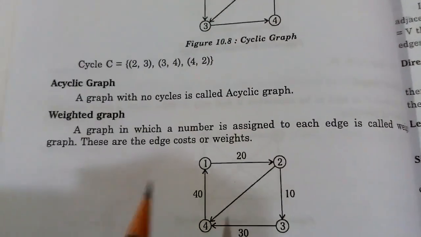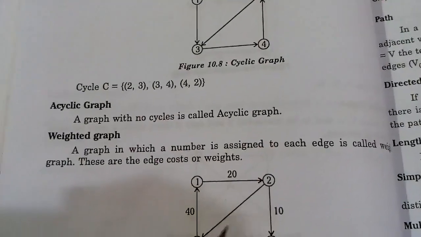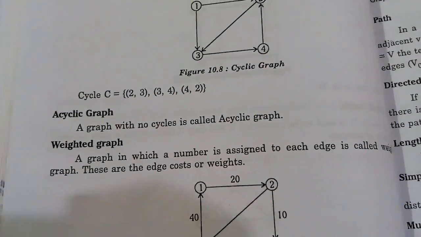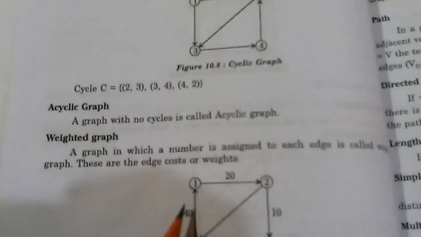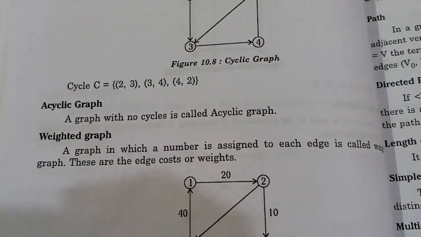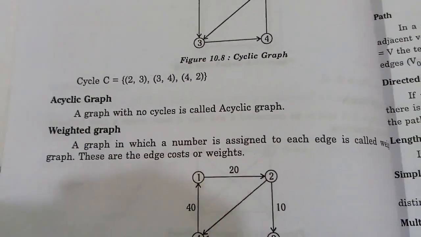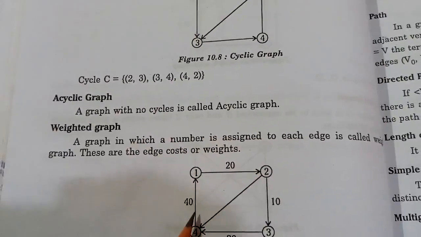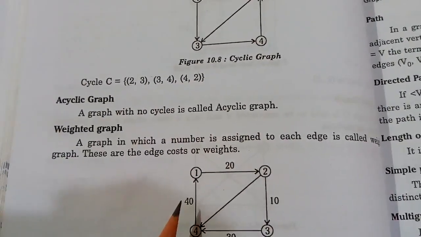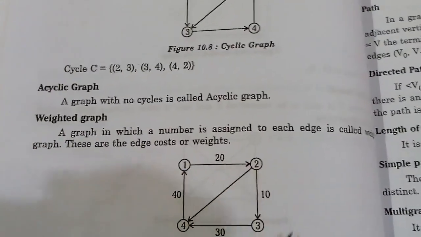Next, weighted graph. So here a graph in which a number is assigned to each edge. See, 20, 10, 30 and 40. So these are the edge costs or weights.